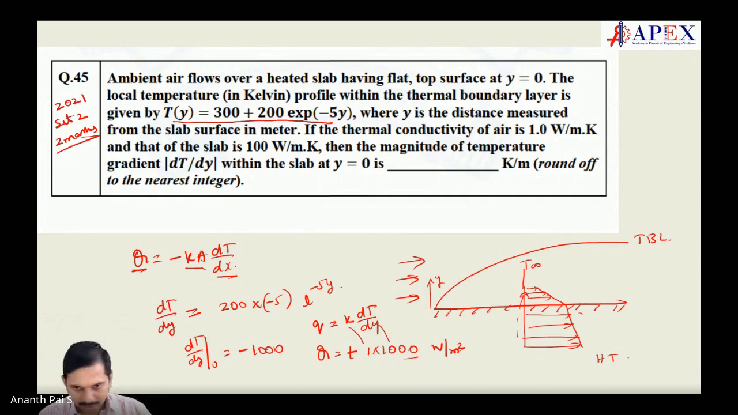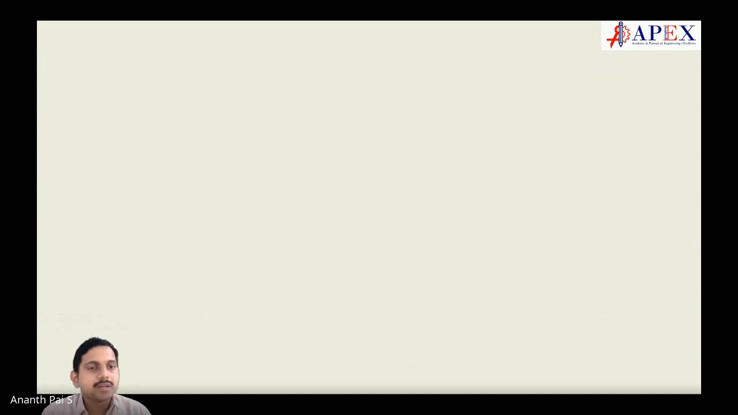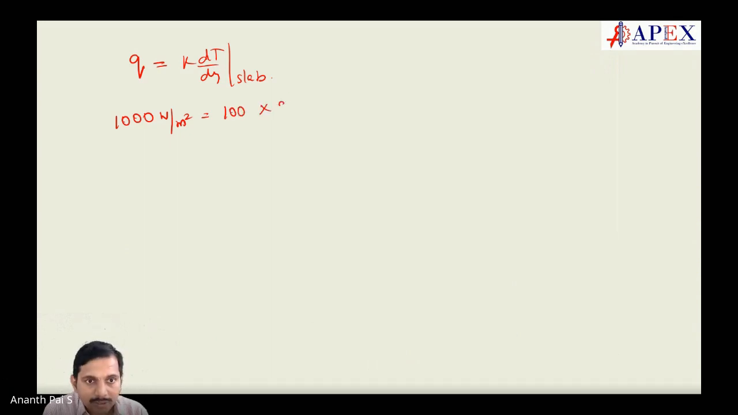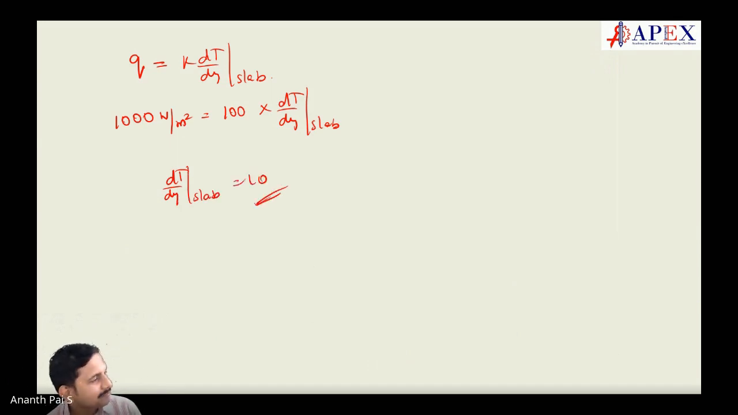Fine. Next, on the other side, the same Q will give us, conductivity is 100, so Q is K into dt by dy in the slab. What is Q? Q is the same 1000 watt per meter square, which is equal to 100 into dt by dy of the slab. So what is dt by dy in the slab? It is equal to 10 Kelvin per meter.